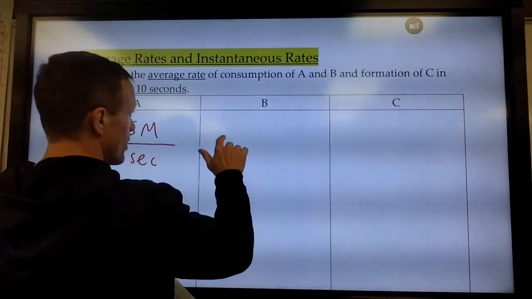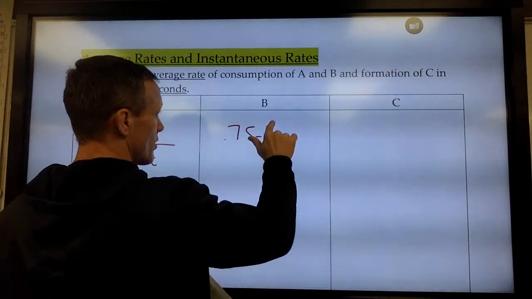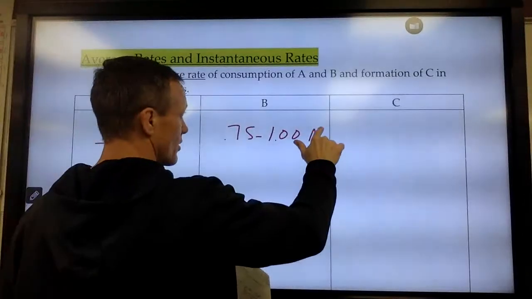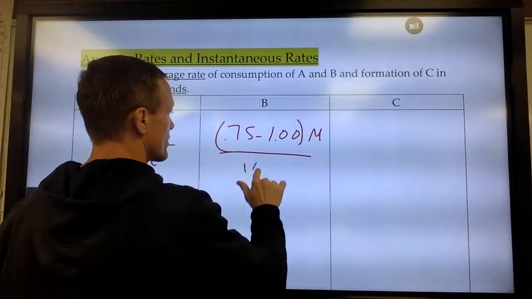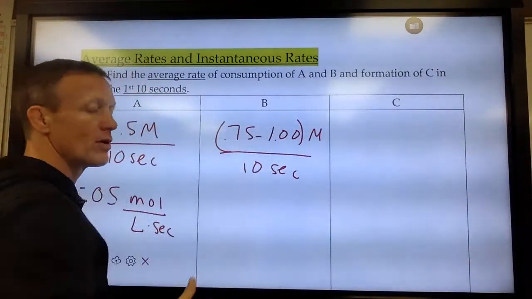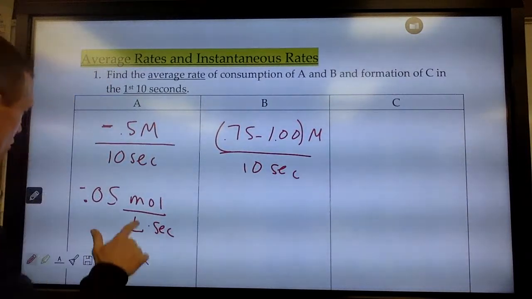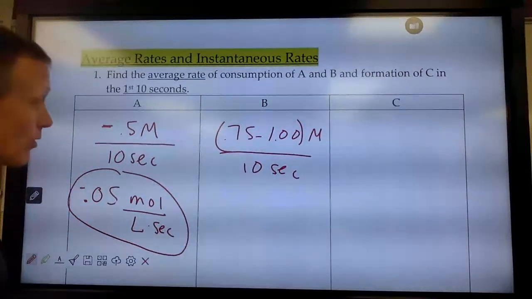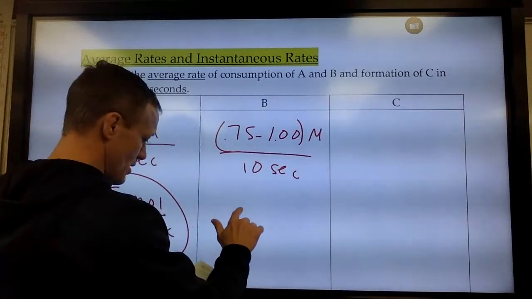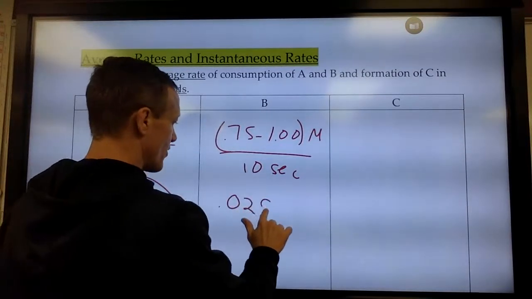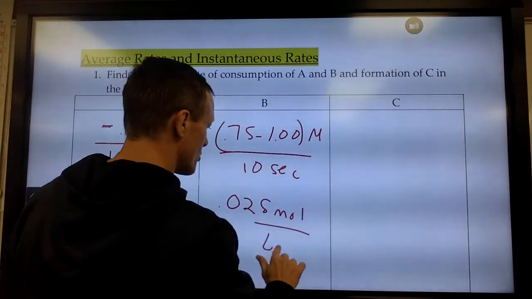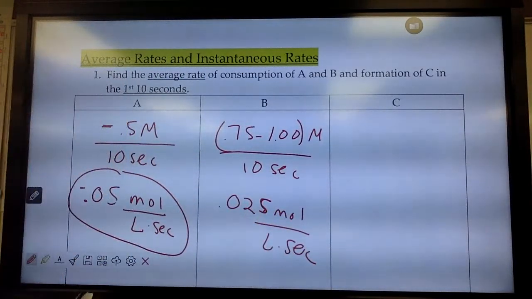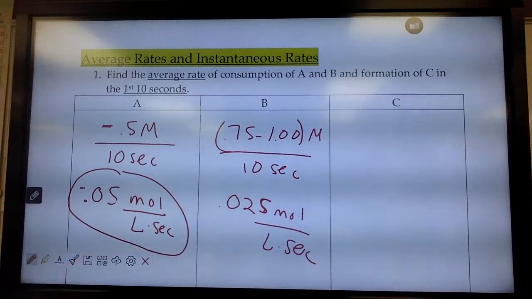If we do letter B, it went from 1 molar to 0.75 molar, so we subtract those. That's our molarity change, and it happened in 10 seconds. So our change in molarity over time, that's what our rate is always in. Rate's always in moles per liter per second, or moles per liter per minute, or moles per liter per hour. So this would be 0.025 moles per liter per second. On average, its rate was half as fast as this rate.